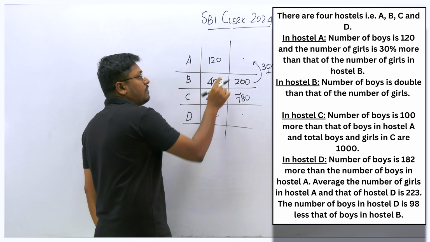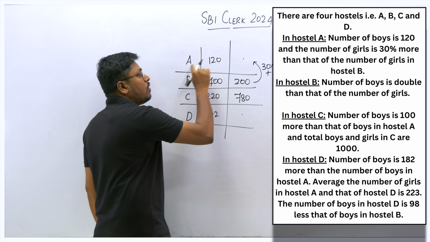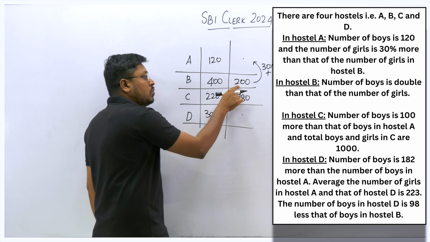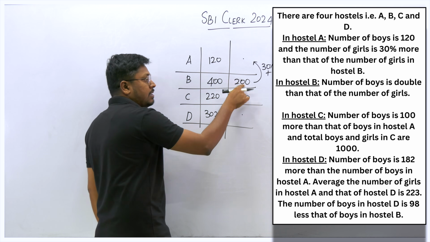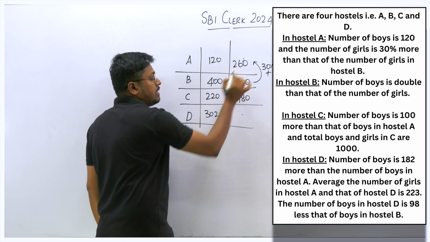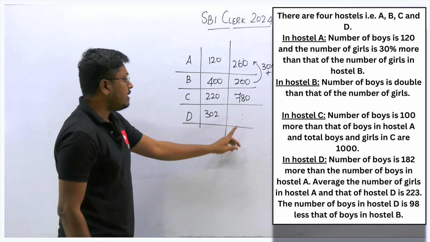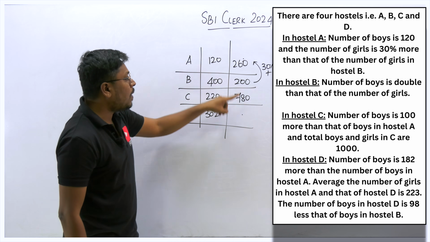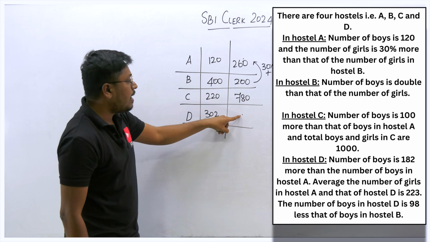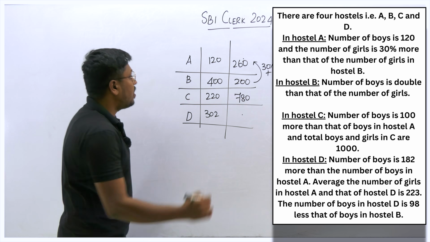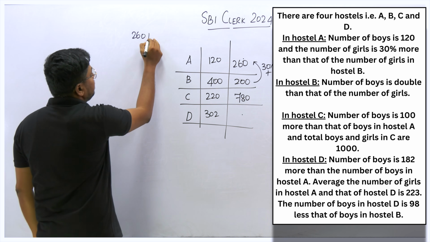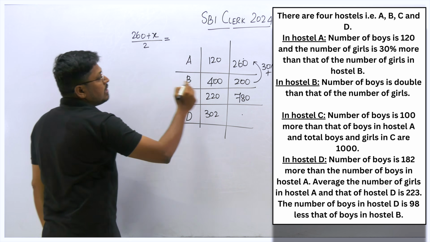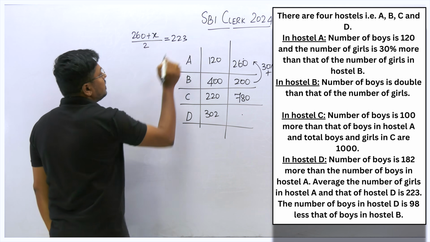Right? So next, we already know that the girls in hostel A are 30% more than the girls in hostel B. So 200, 30% will be 60. So we can say this value will be 260 now. So the only value missing is girls from hostel D. And we already know these two averages, right? So this and this average is how much? 223. So 260 will be the first value and this value is unknown. So the average, divided by 2, is equal to 223.